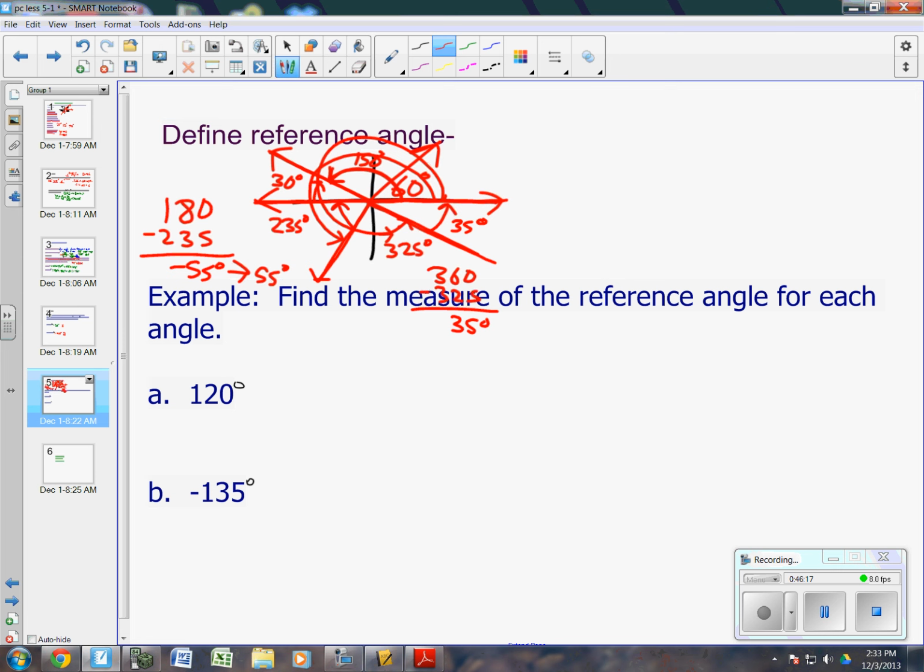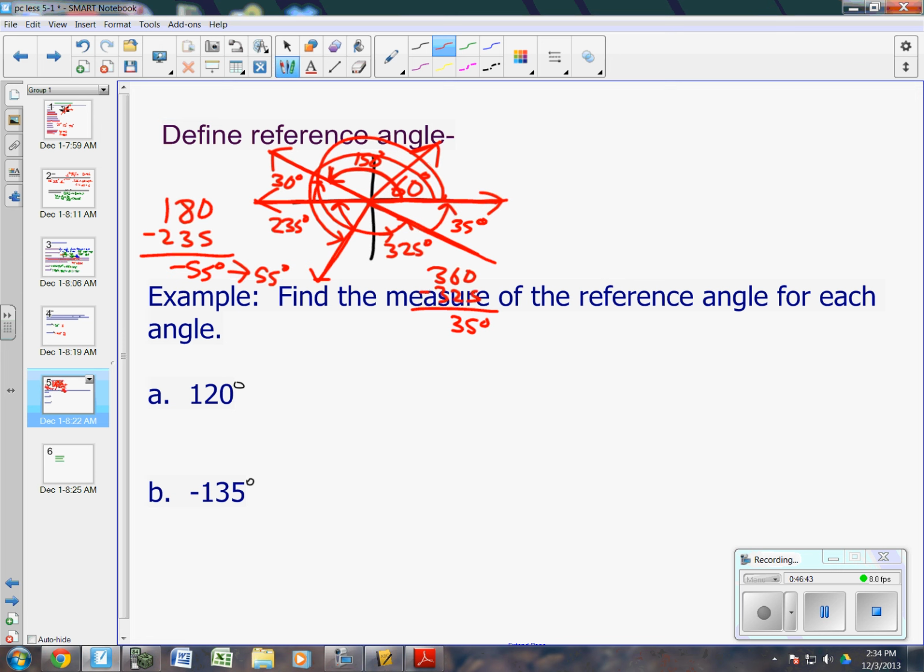Between the x-axis, you guys got to remember, it's never going to be between the y-axis. The most common mistake that most students make when finding reference angles is they take the angle between the y-axis and the terminal side. It's always between the x-axis and the terminal side. Acute angle between the x-axis and the terminal side. You might want to highlight that. It's not between the y-axis, it's between the x-axis and the terminal side.